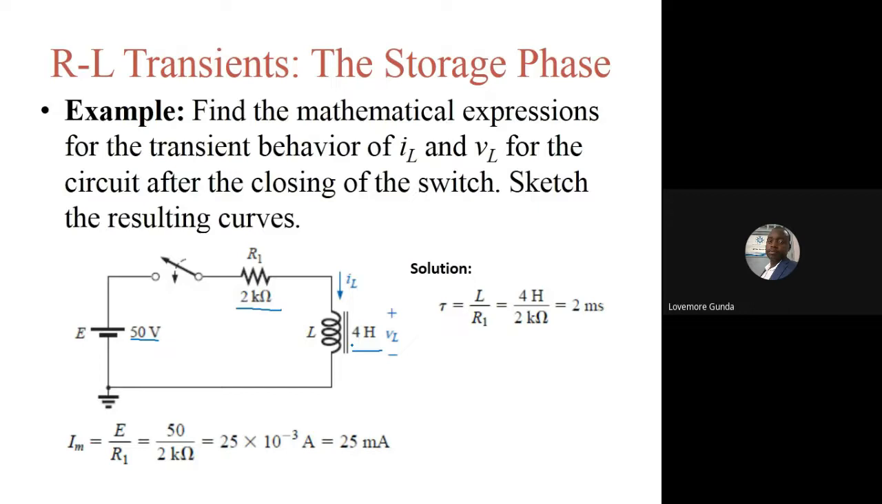Remember, we reach maximum current when we fully charge our inductor. So that gives us 25 milliamps. That was our IM, or our I naught. Then VL becomes equal to 50, that is E, times e to the power of minus t over tau.